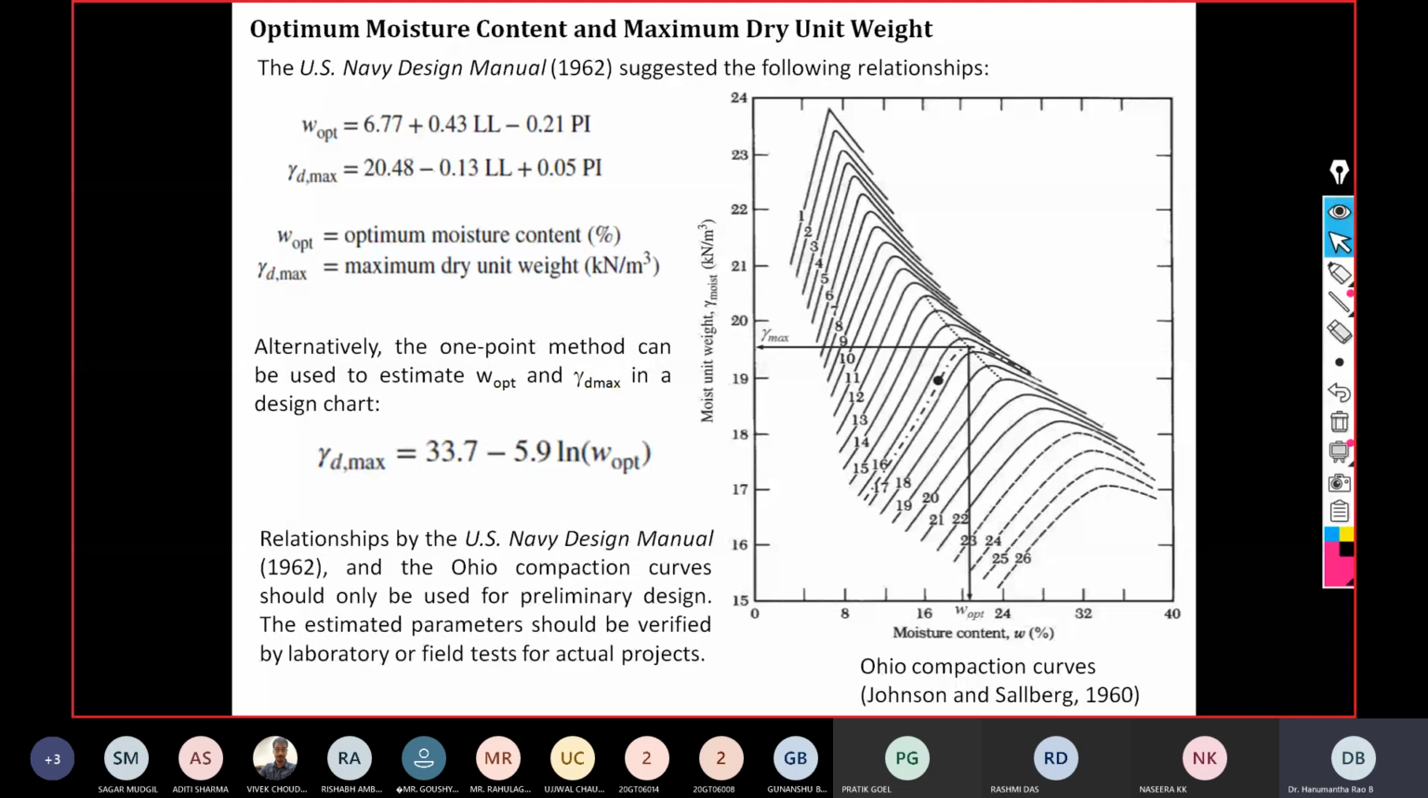So alternatively, this is called a 1-point method. The 1-point method can be used to estimate W opt and gamma d max in a design chart. So this is called a design chart. So you can use this equation to determine gamma d max and what should be the value of W opt. Or if you know W opt, what should be the gamma d max.